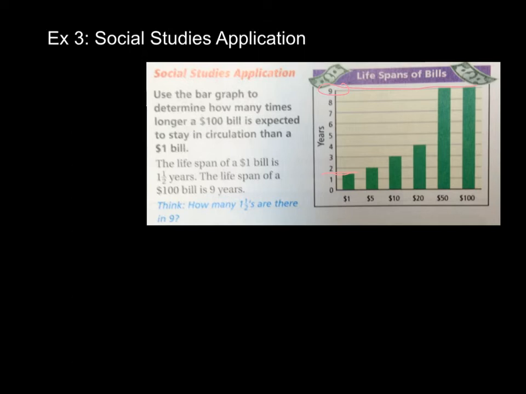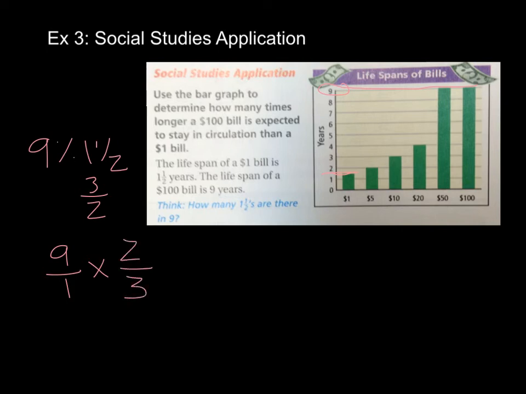Our problem will read 9 divided by 1 and 1/2. So using keep it, change it, flip it, we'll rewrite 9 over 1, we're going to keep the first fraction, change to multiplication, and I need to figure out how to put my mixed number into an improper fraction. So we're going to multiply 2 times 1 is 2, plus 1 is 3, and then 3 over 2. But I'm multiplying by the reciprocal, so I'm going to flip the fraction upside down and multiply by 2/3.